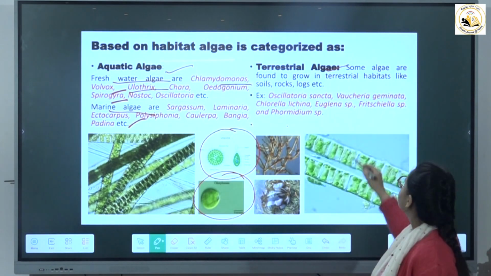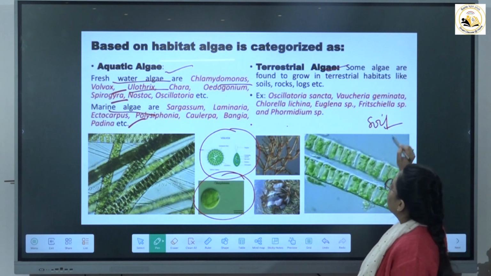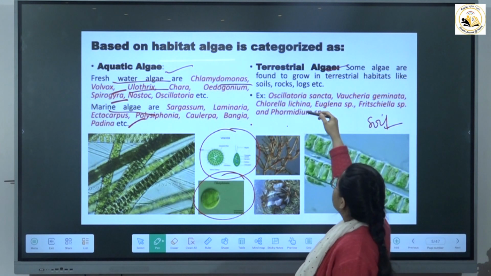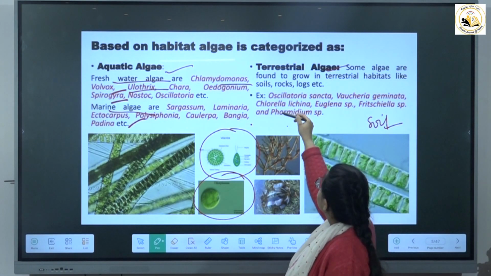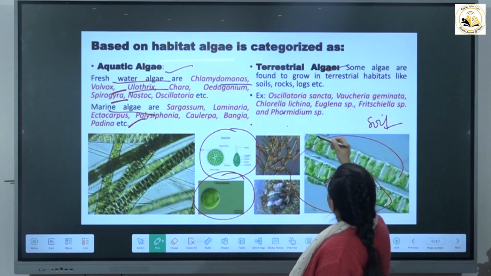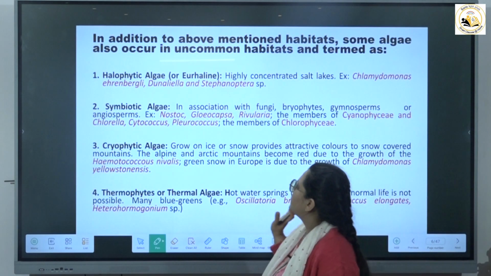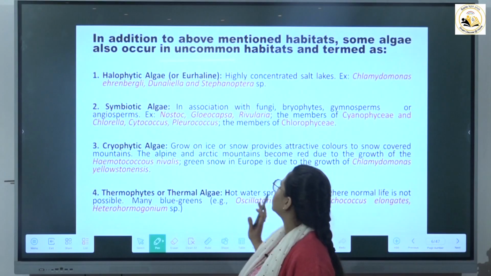Now if we talk about the terrestrial ones, some algae are found to grow in terrestrial habitats like on the soil and rocks, and the examples are Oscillatoria or Chlorella, that is this one, and many more. Euglena is also involved in this type of habitat.